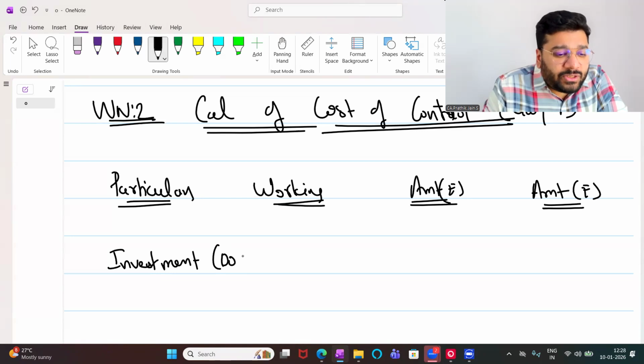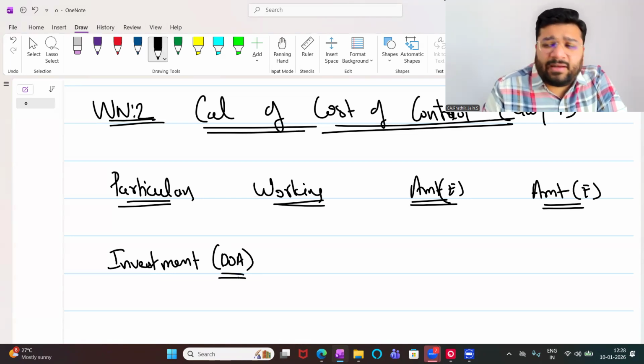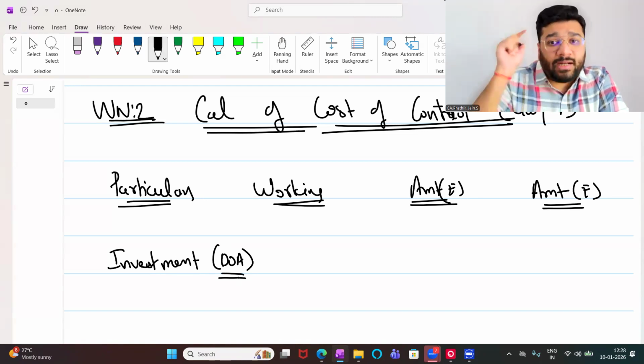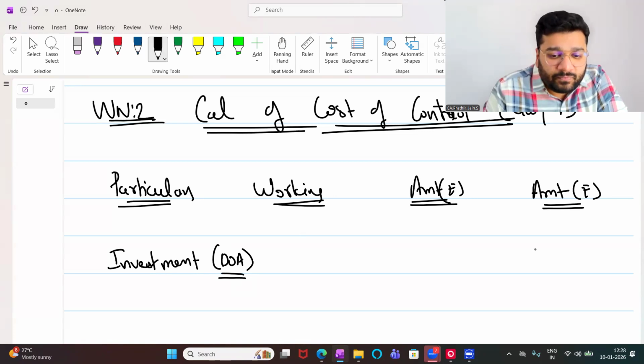Investment on the date of acquisition. In the example, you write date of acquisition, bracket, income not required. This is only for your knowledge. You will do it in all the questions that you work out because I want to put that thing in your head. 10 lakh rupees.